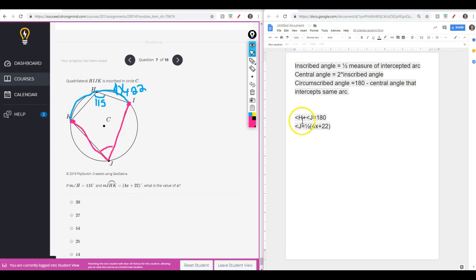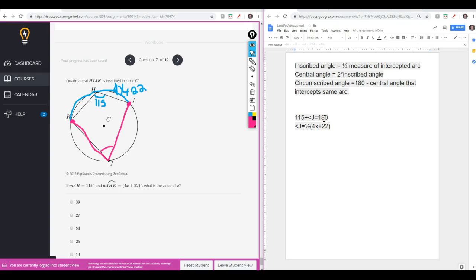So now if we wanted to, we could use substitution. Since we have our two equations, it wants us to find the value of x. We know that angle H is 115 degrees, so I'm thinking to myself, 115 plus what is going to equal 180? Well, 115 plus 5 would be 120, and then from 120 to 180 would be 60. So 120 plus 20 is 140, plus 20 is 160, plus 20 is 180.